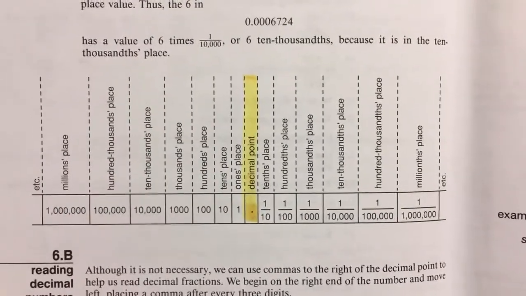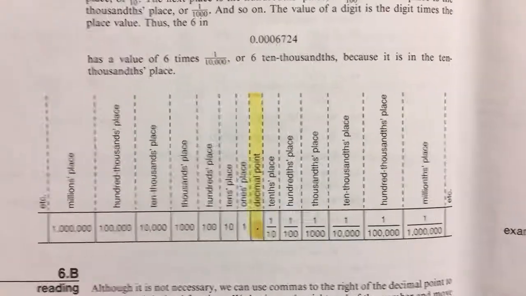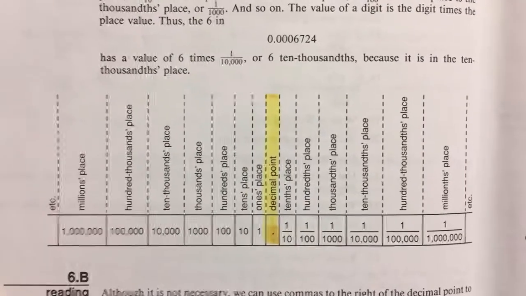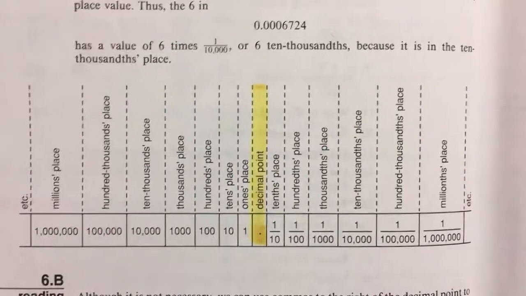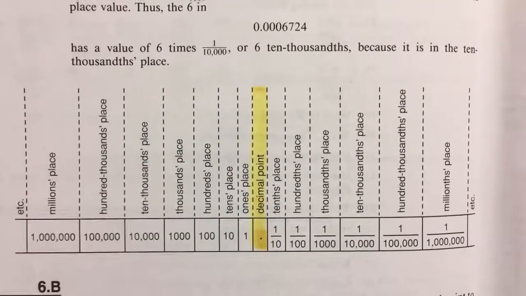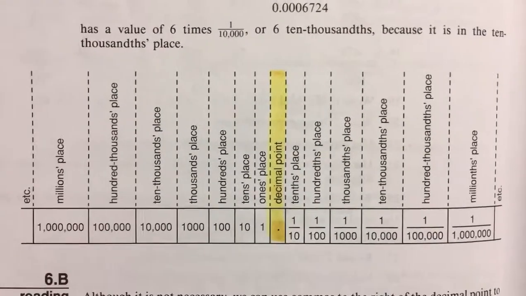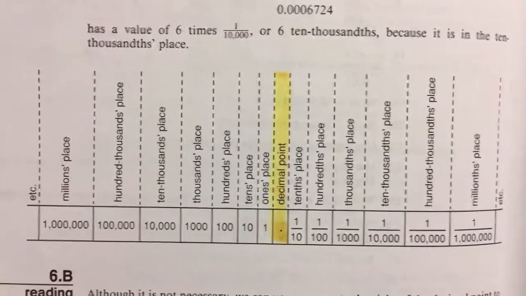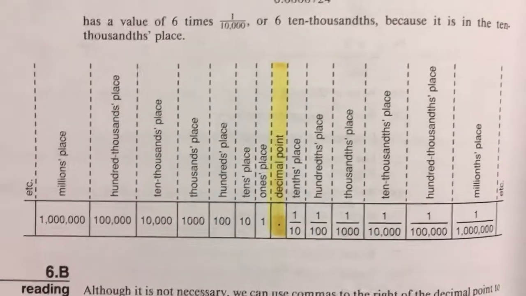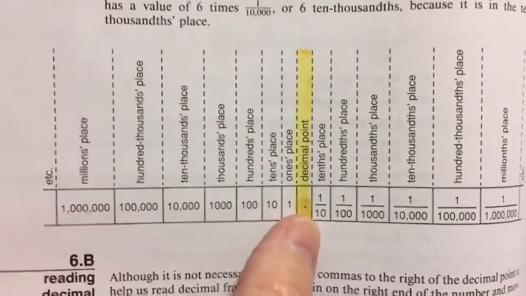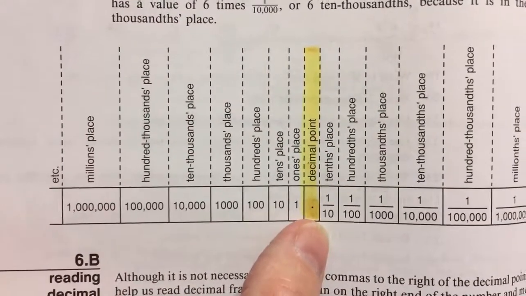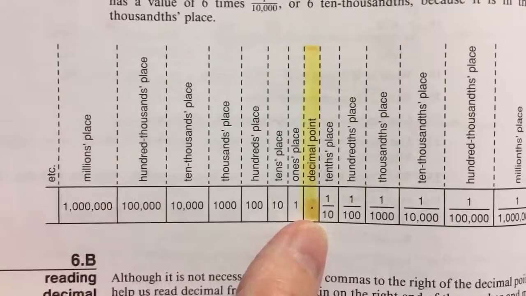So the first thing we're going to do today is talk about decimals and how to read them. We need to focus on this little chart that's on page 20 of your book, and we're talking about decimal numbers. Remember, here is our decimal. This nice little yellow place here is our decimal point.